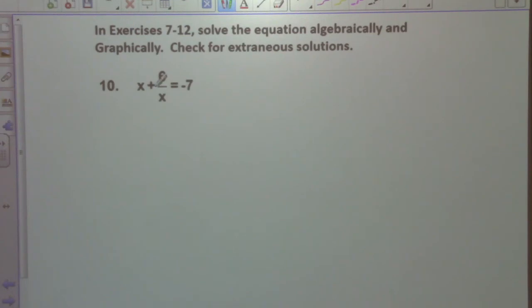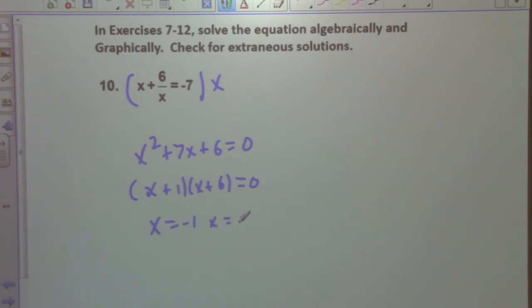Multiply everything by x, x squared plus 7x plus 6 equals 0. Okay, so we got x plus 1 and x plus 6. x equals -1 and x equals -6. Okay, so that's going to be the same one here. Are those both real solutions too? Yes. Okay, yeah, they are.